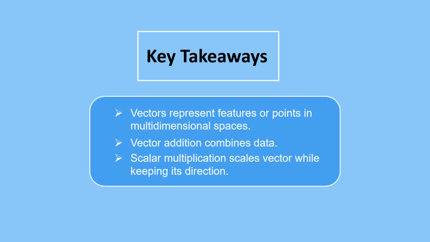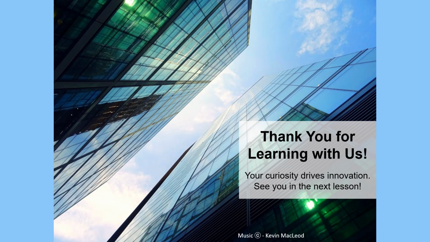Key takeaways. Vectors are ordered lists of numbers that can represent features, measurements, or points in multidimensional spaces. Vector addition combines two vectors by adding their corresponding entries. Scalar multiplication scales a vector by a single number, stretching or shrinking it proportionally while maintaining its direction. These operations are fundamental for data analysis, making it possible to represent, summarize, and manipulate data in meaningful ways.